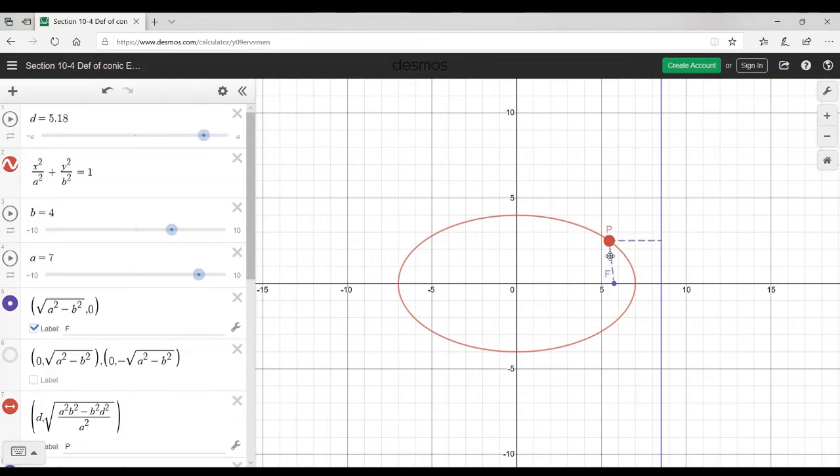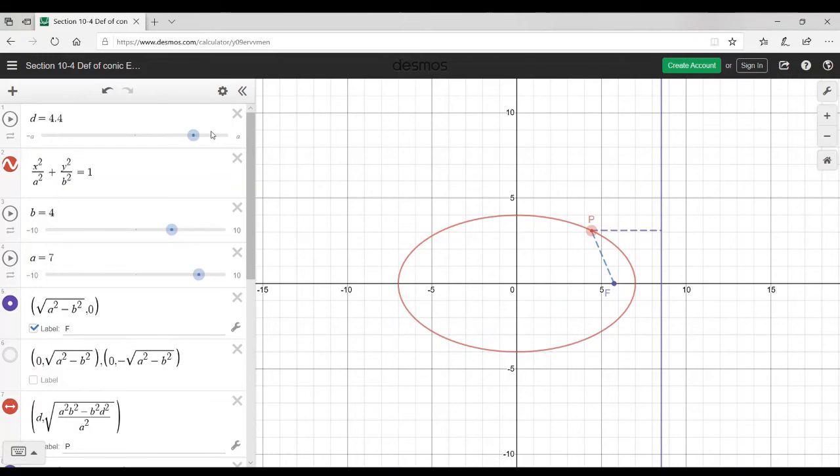So for any given ellipse, the distance from the point to the focus divided by the distance from that point to the line called the directrix is going to be constant. And not only is it going to be constant, it's the eccentricity of our conic section.